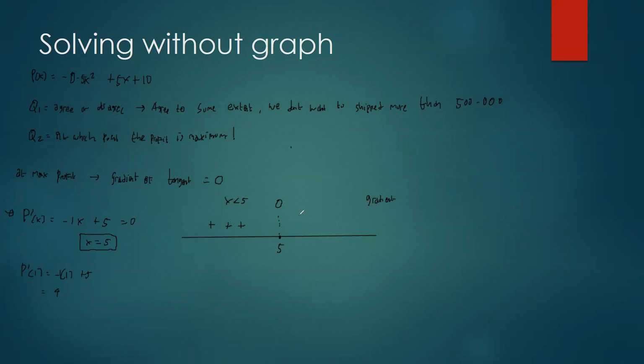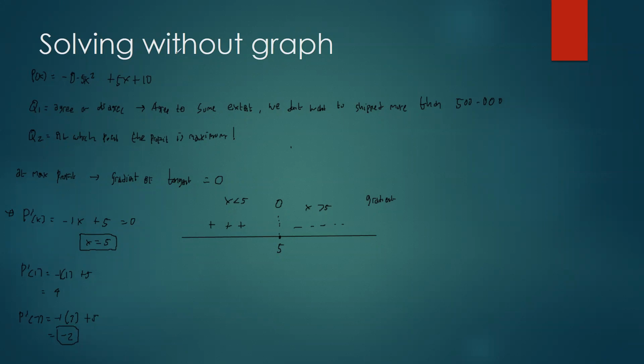Yeah. And after that, when we put x bigger than 5, let's just say x equals 7 in the equation. So we have p prime 7. That'll be equal to minus 1 times 7 and then plus 5. So we're going to end up with minus 2. So as you can see here, the gradient is negative. What does that mean? It means that when the gradient is negative, the more product we ship after that, the profit will not be increasing anymore, but instead the profit will be decreasing. And that's how we apply a derivative into instantaneous rate of change or into a gradient sense.